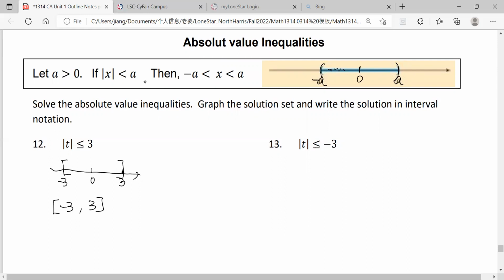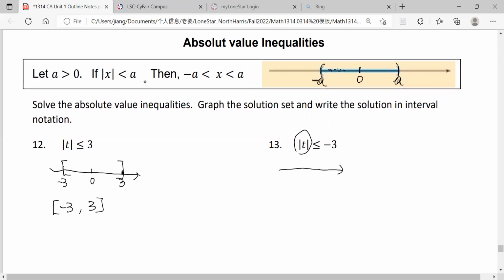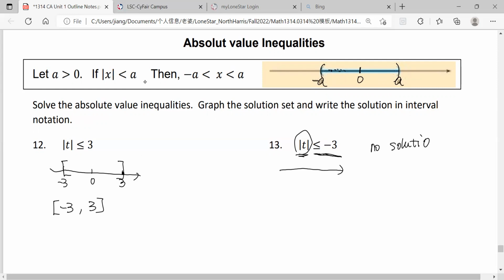The next one, if the absolute value of t is less than or equal to -3, you still draw a number line. And then think about this. The absolute value is the distance. Can it be a negative number? No, because absolute value is always positive, or at least it can be 0, because from the 0 point to the 0 point, the distance is 0. But now it says less than or equal to -3. That means there's no solution, or this is an empty set.